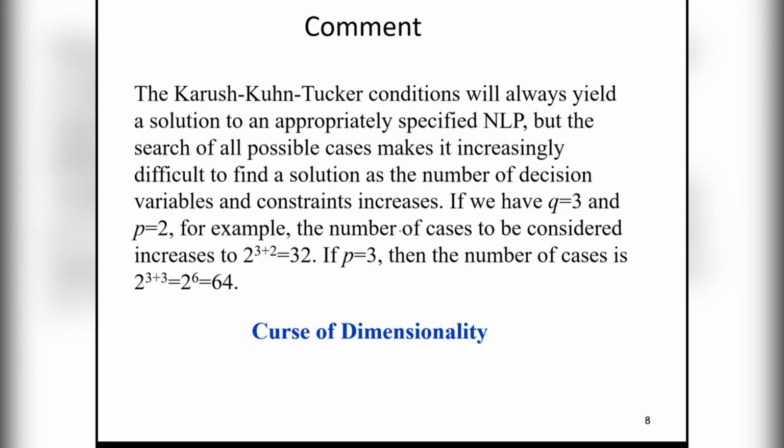Suppose we have Q equals 3, so 3 variables and 2 constraints, so P equals 2. The number of cases to be considered has to be 32. If P equals 3, then the number of cases is equal to 64. You see that they rise very quickly, and when you have 32 or 64 cases to consider, it's difficult enough to do it when you have 8, let alone 32 or 64, and then you have what we call the curse of dimensionality.